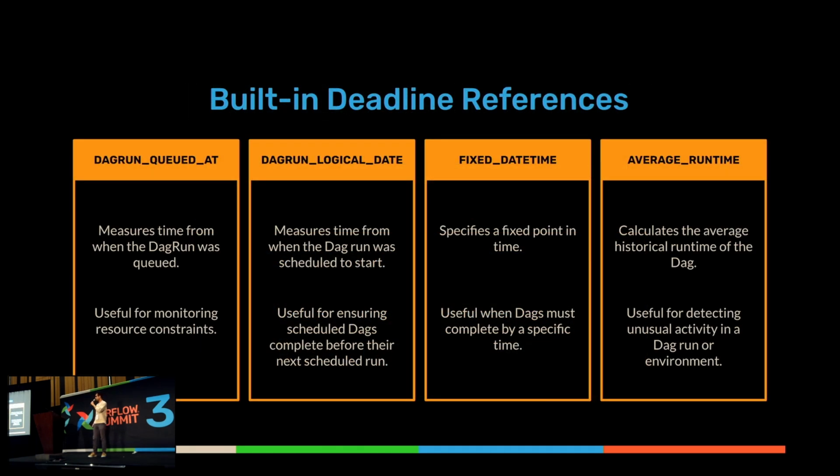Here are the currently four kinds of deadline references you can set for deadlines. There's queued date, which can be useful for monitoring resource constraints. There's DAG run logical date, which can be useful for ensuring that DAGs complete before their next scheduled run. There's the fixed datetime, which can be useful for making sure DAGs finish by a specified time. And then the average runtime, which was recently added, for detecting unusual activity in the DAG runtime or environment.